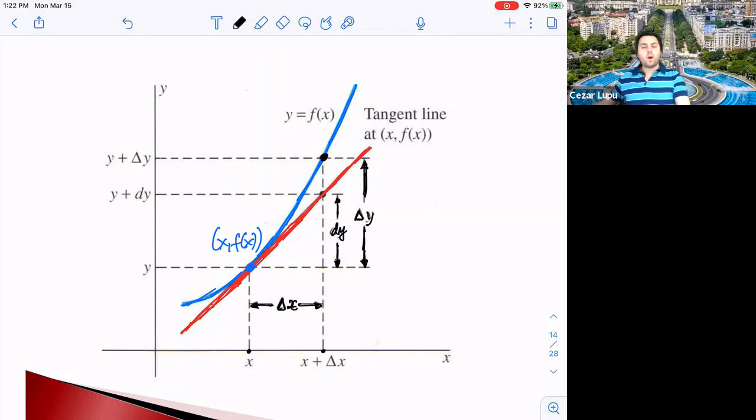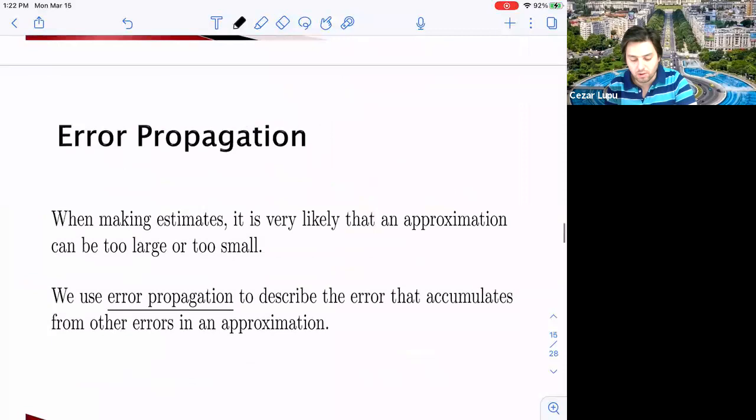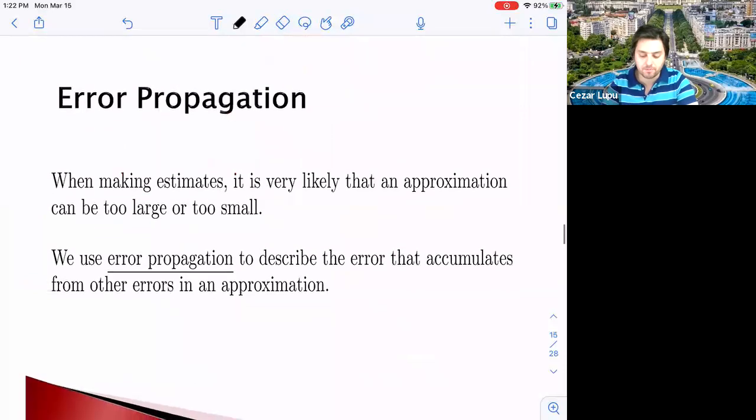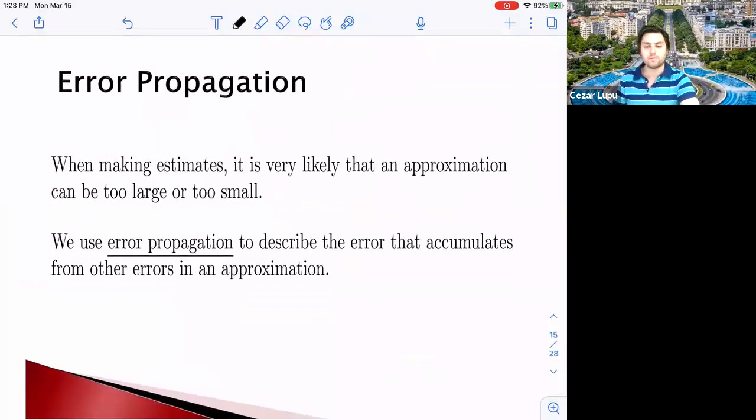Well, why am I doing all this? Because I would like to make some estimates for, let's say, the linearization of the function. I would like to see what happens to these estimates, and in fact, when I make these estimates, what will happen with the approximation of the function. So, in other words, let me talk about error propagation. Let's see what this is all about.